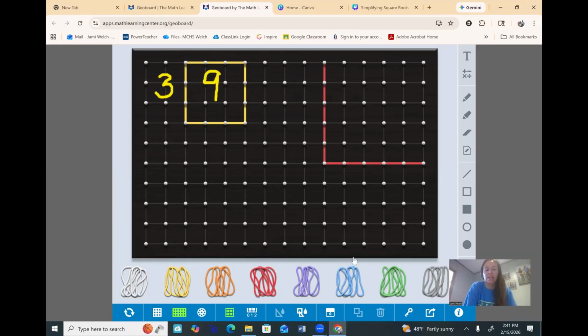And so we're relating that to square root. So we're saying, okay, we'll be able to say that the square root of 9 equals 3. So then we go into 25. So I've got that started here.